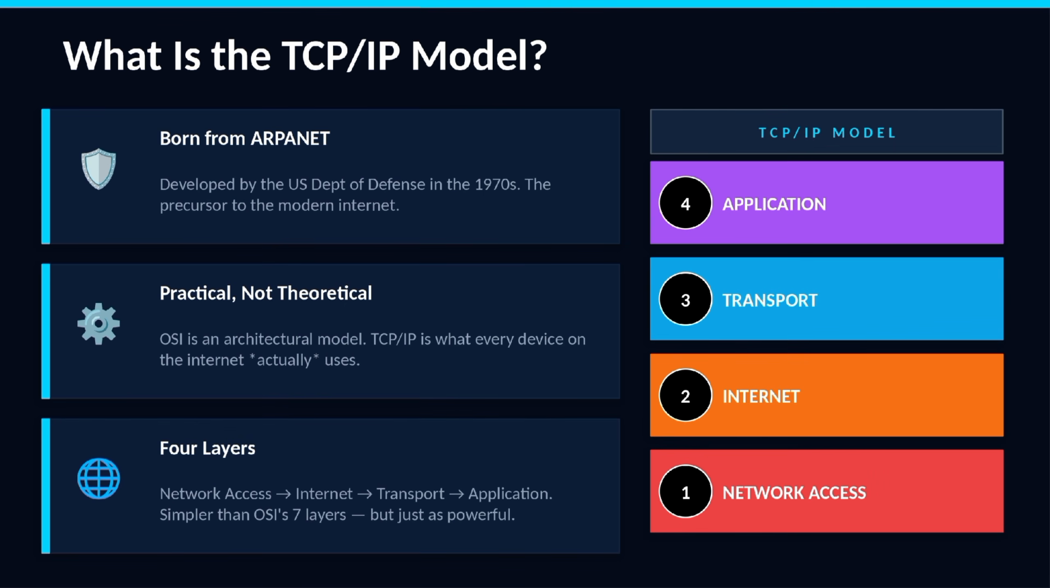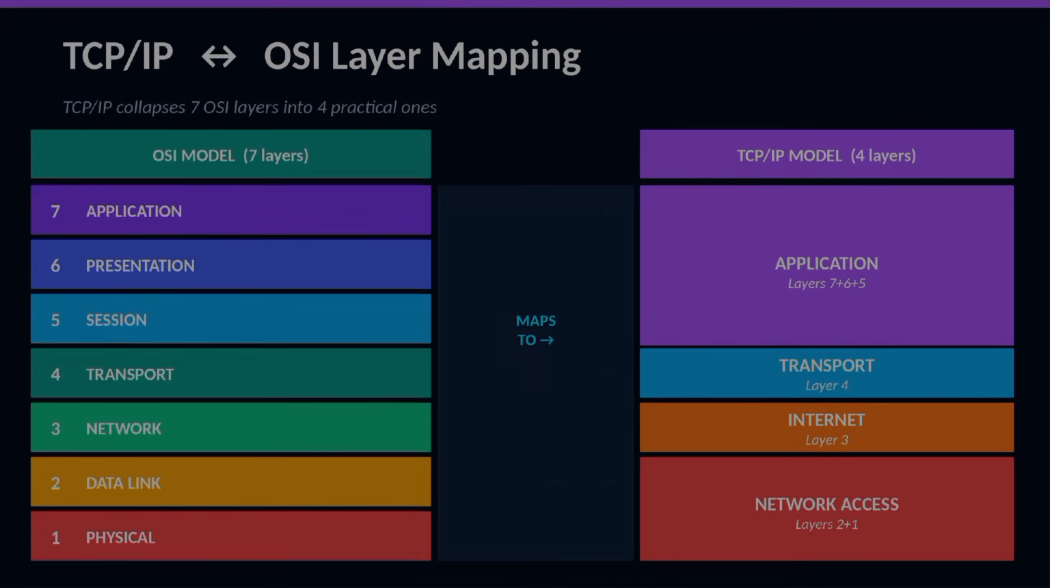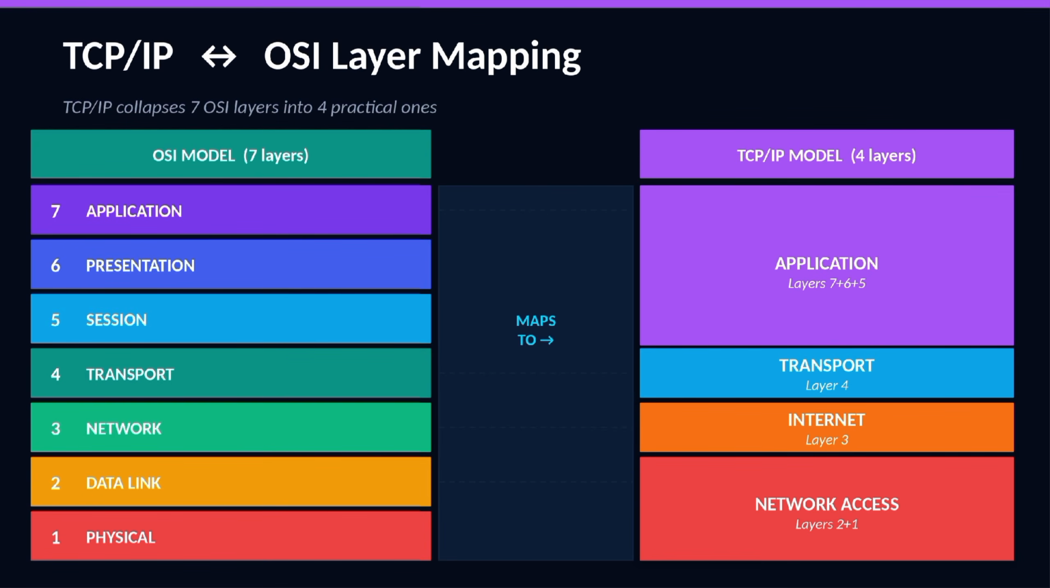The TCP IP model has 4 layers. Some versions show 5, but the classic version has 4. 1, network access layer or link layer. 2, internet layer. 3, transport layer. 4, application layer.